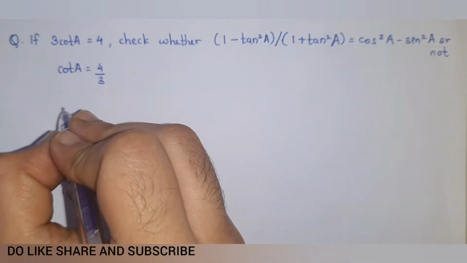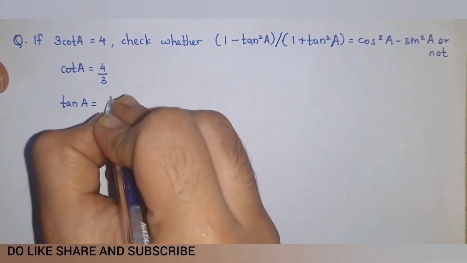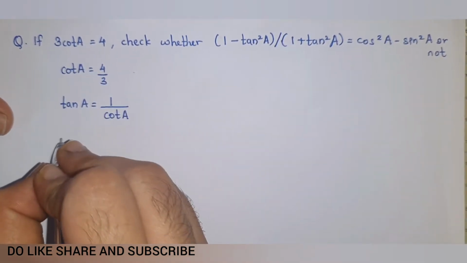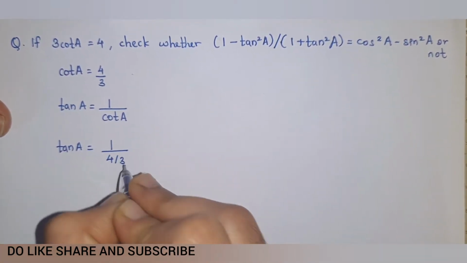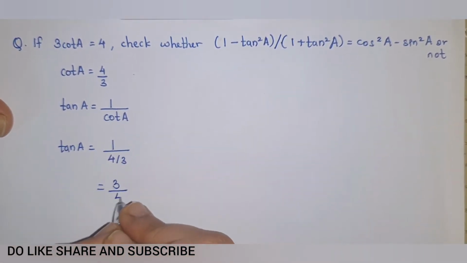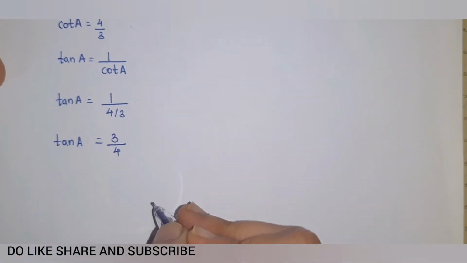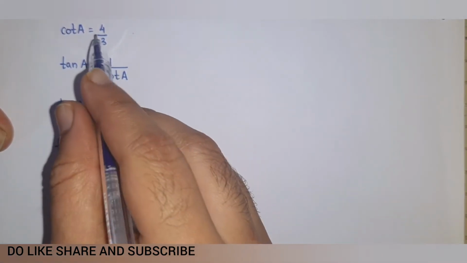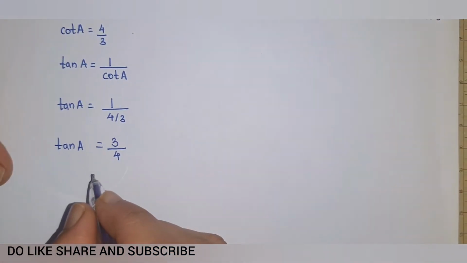So we know that tan A is equal to 1 upon cot A. Now we'll be substituting the value. Tan A will become 1 upon 4 by 3. So we'll be getting this 3 will come in numerator. Therefore tan A is equal to 3 by 4. We know that tan A is the reciprocal of cot A. So the reciprocal of 4 by 3 is 3 by 4. Hence tan A is equal to 3 by 4.